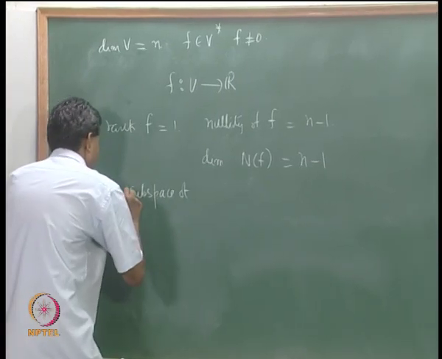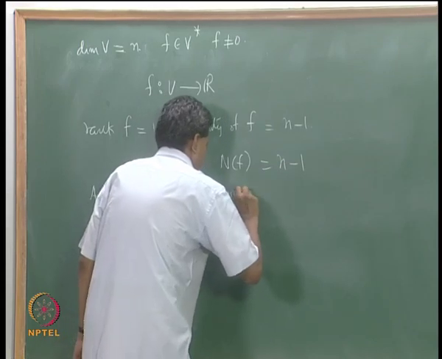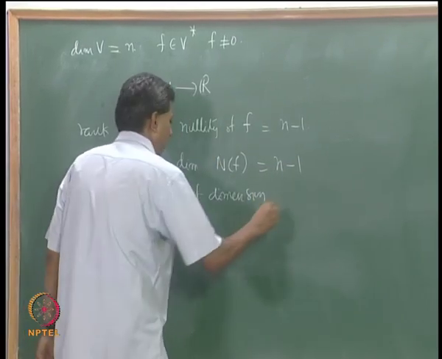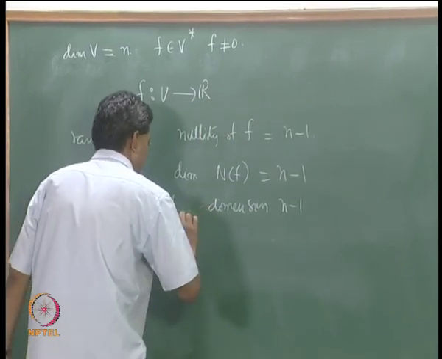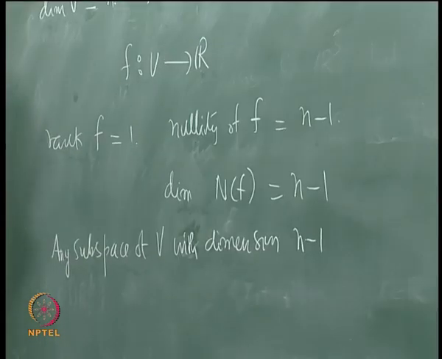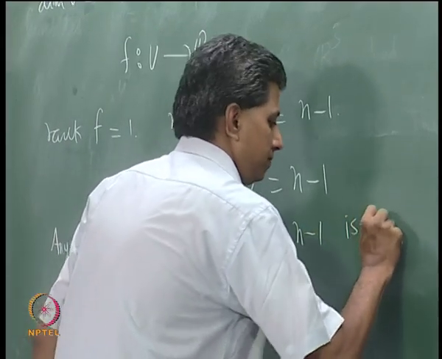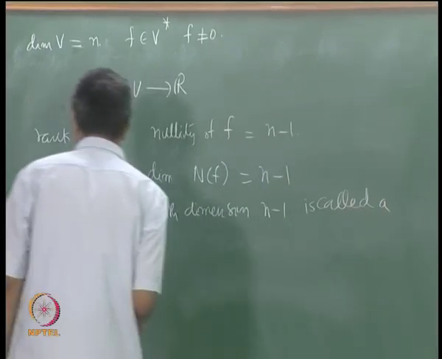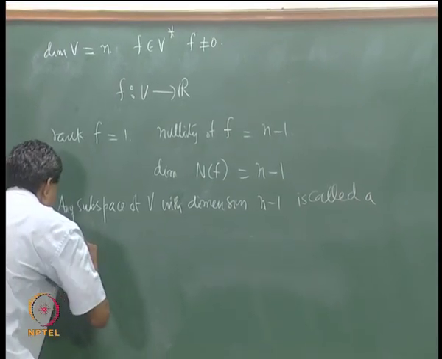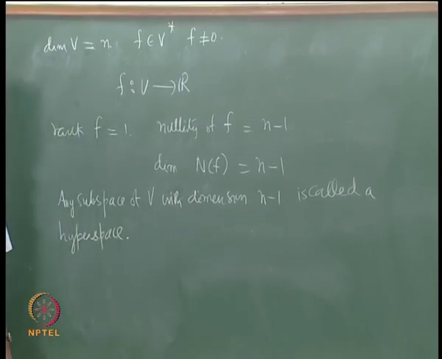Any subspace of V with dimension n minus 1 is called a hyperspace. Dimension 1 less than the dimension of the original space, that is called a hyperspace.